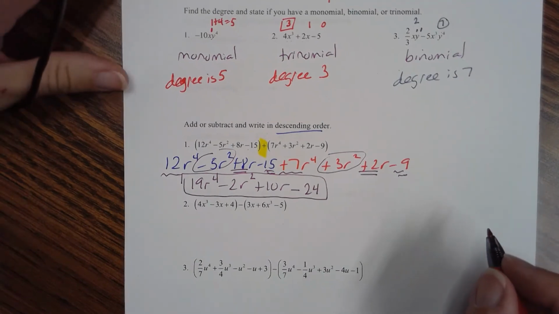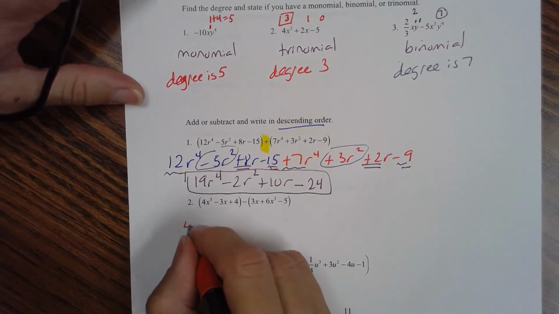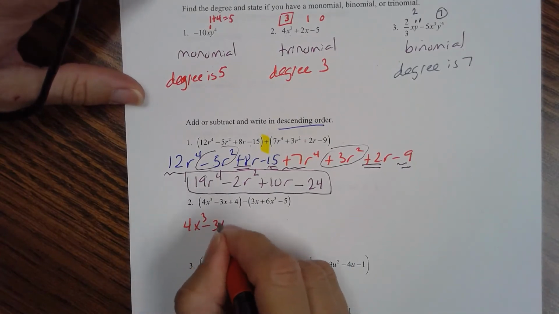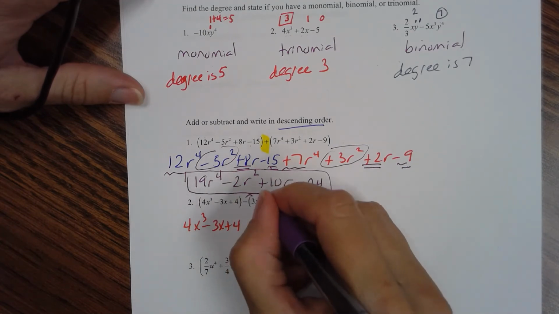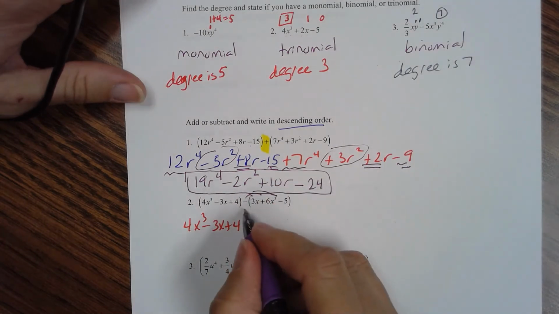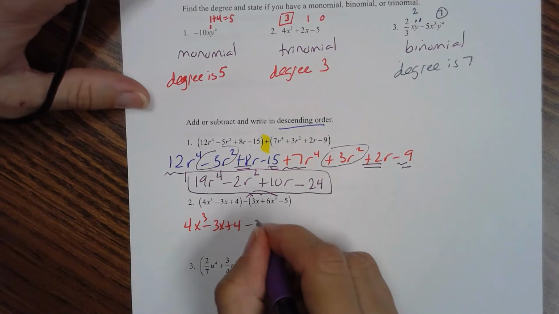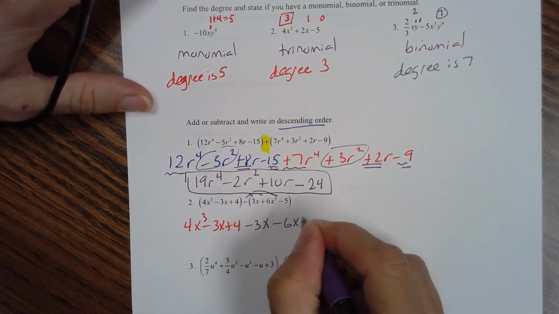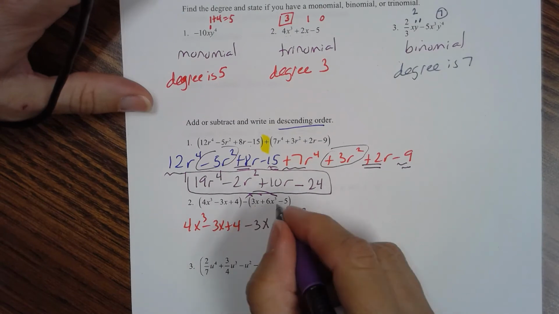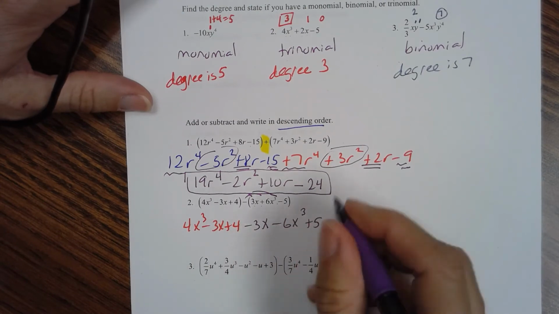So on this number 2, these first parentheses we do not need. But the second parentheses, we got to be very careful. We need to distribute our minus sign times every term. So negative times a 3x is a negative 3x. And negative times a positive is a negative 6x to the third. And a negative times a negative is a positive.